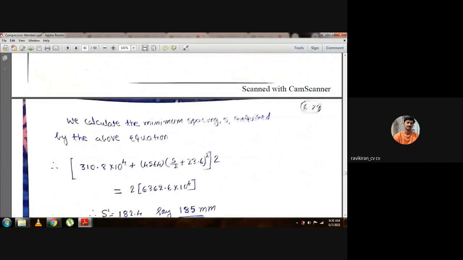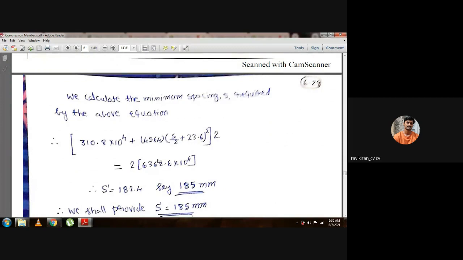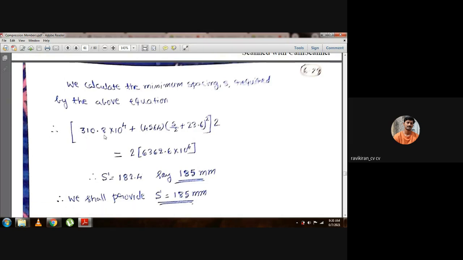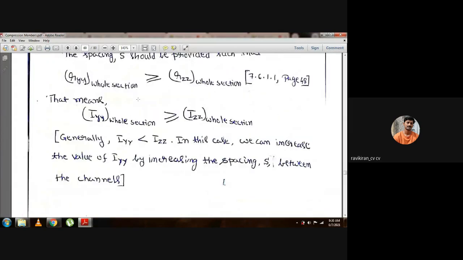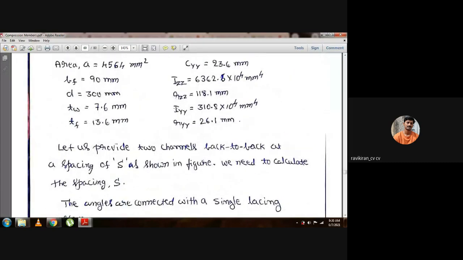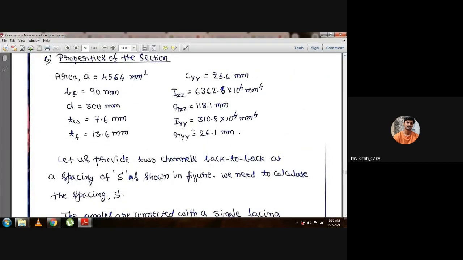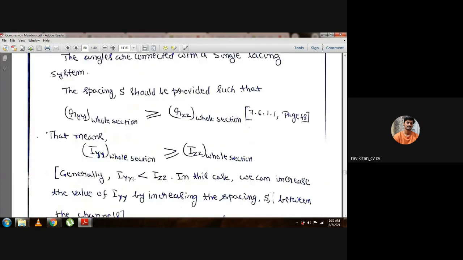And next, if you want to place them in such a way, we should equate Iyy of the section to Izz of the section. See here, what is this? 310.8 into 10 power 4. You just note it down here. See here, Iyy is 310.8 into 10 power 4 plus area.